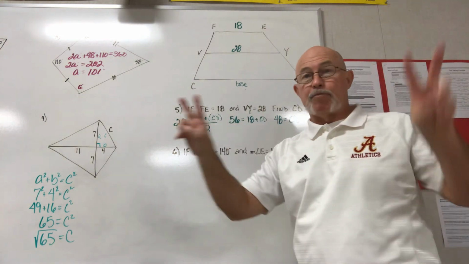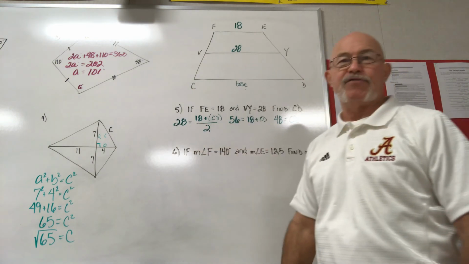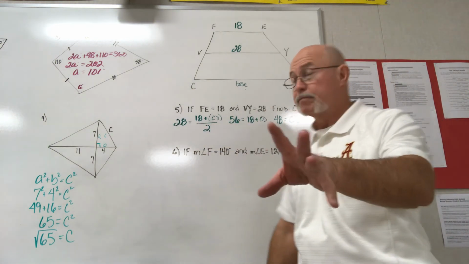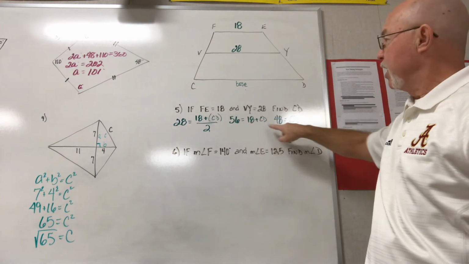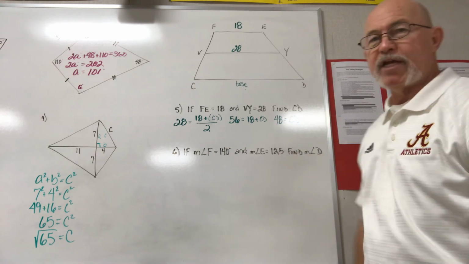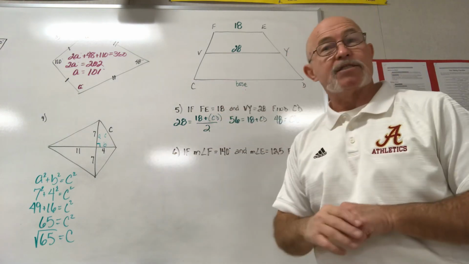Clear your fraction, multiply both sides by 2. That cancels that, turns that into 56. Basic algebra. Okay? So 56 equals 18 plus CD. Subtract, 48 equals CD. That's that base.